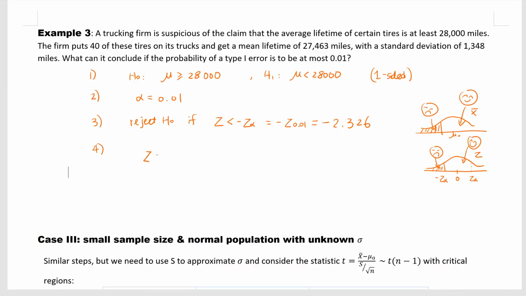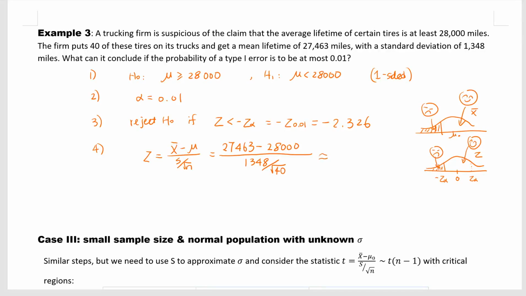So Z is x bar minus mu over sigma over square root of n. X bar is 27463. Mu in the claim is 28,000. Sigma. Oh, remember we're in case 2. In case 2, we don't know the population standard deviation. We know the sample standard deviation. S is 1348 over square root of n. N is 40.